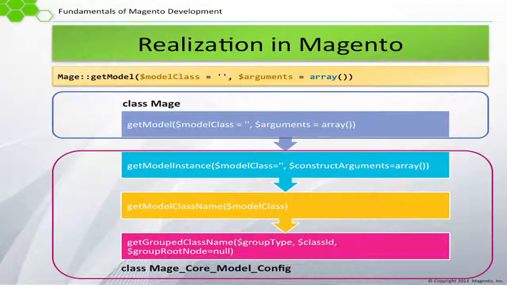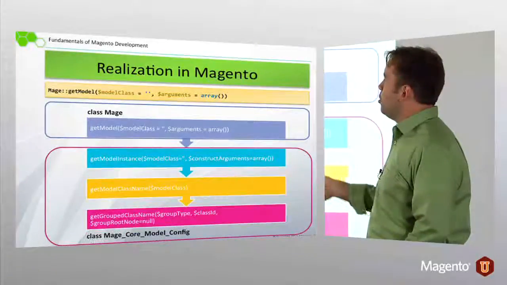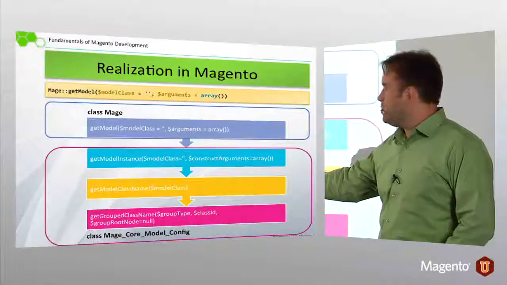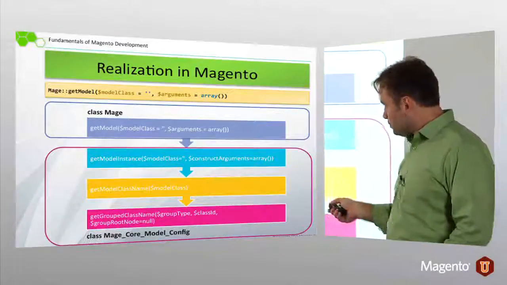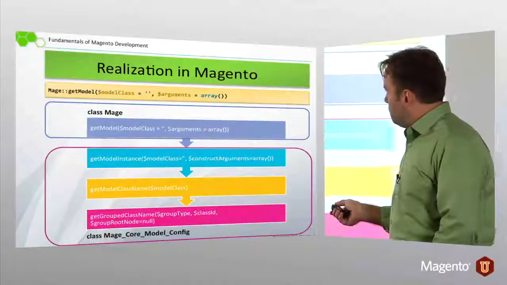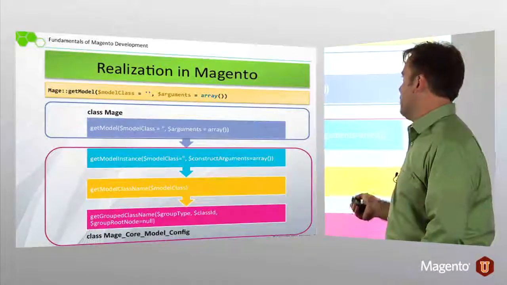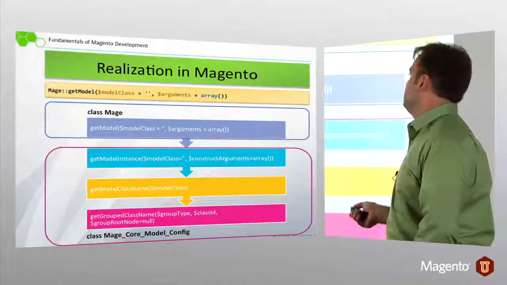So what does this look like? Well, this is called realization in Magento. This is a call you'll see lots of places: Mage getModel. The first parameter is the model class, and then you can pass in some arguments that get passed to a constructor. What does this do? This is Mage, that file that we opened earlier, app/Mage.php. That's this class. Inside is this function getModel, which actually maps to getModelInstance.